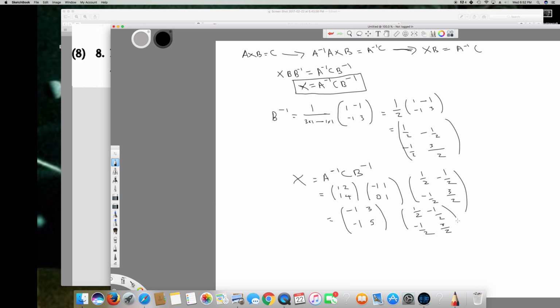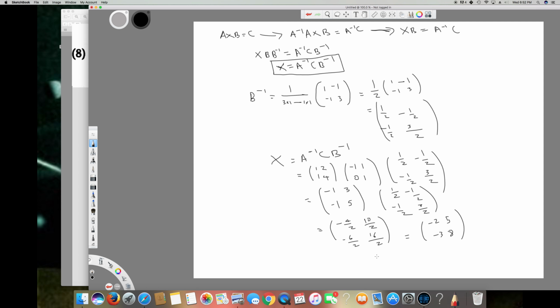If you multiply by the same method, you will get the answer -4 by 2, 10 by 2, and -6 by 2, 16 by 2. So this is the answer you will get, and the final answer will be [-2 5; -3 8]. So this is my X, therefore X is equal to [-2 5; -3 8]. This is my final answer.